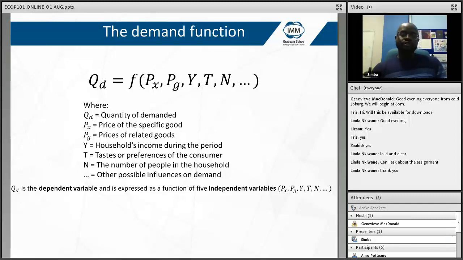Then we have taste and preferences of the consumer. When you look at the taste and preference of the consumer, if something is fashionable, people are preferring it, then demand is obviously going to increase, holding all other things constant. The number of people in the household, the more people that we have, or the population, the more the demand. That is why you find countries like China and India are able to produce more and sell more because they have very large populations. All right, then there are other possible determinants that you can come up with.